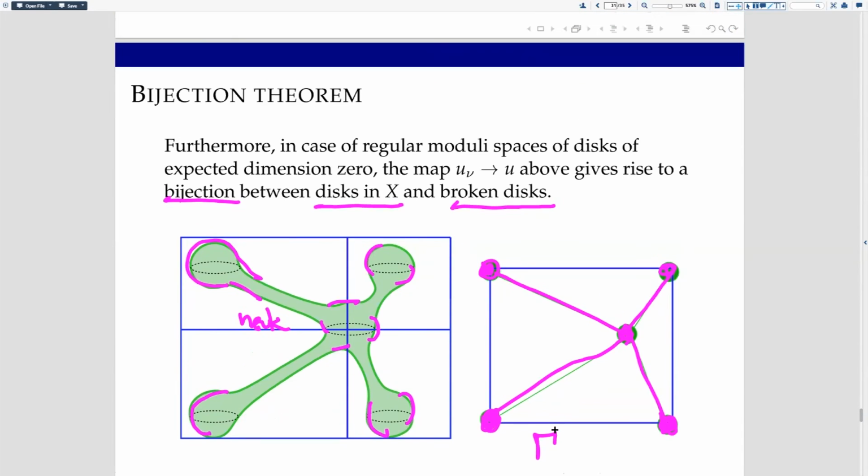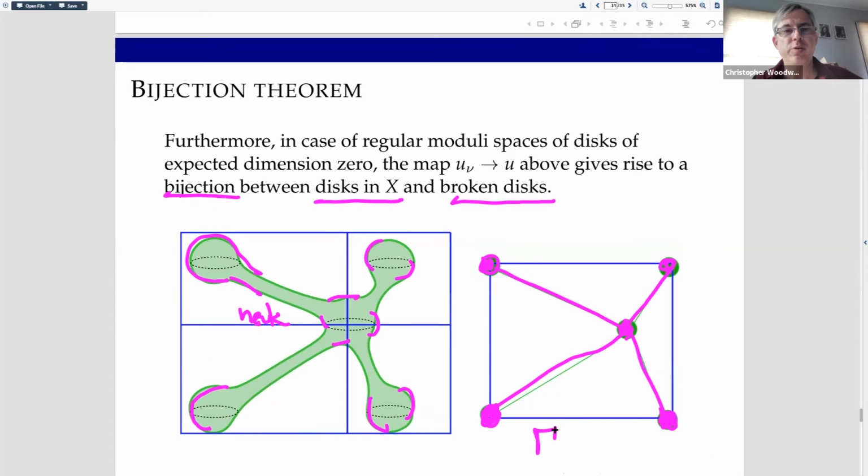Sorry, is this again using the method of 27 lines or 27 cuts? This is the general story. And then I'll say in just a second how this applies to the cubic surface. This would even apply, for example, to P1, just the sphere.